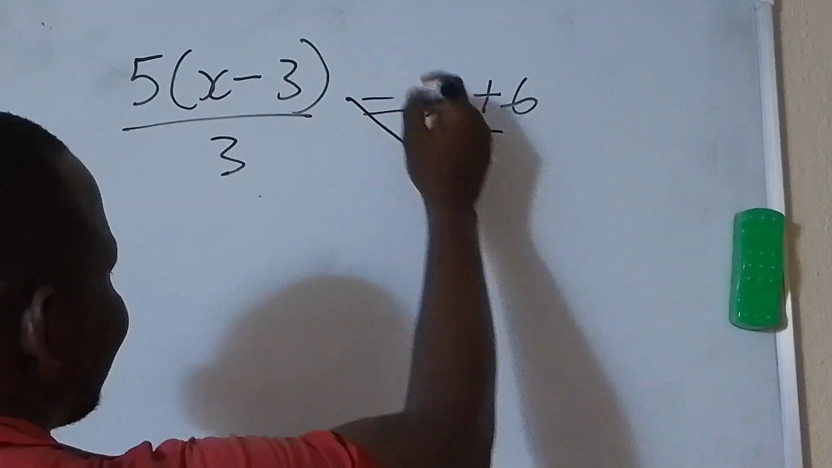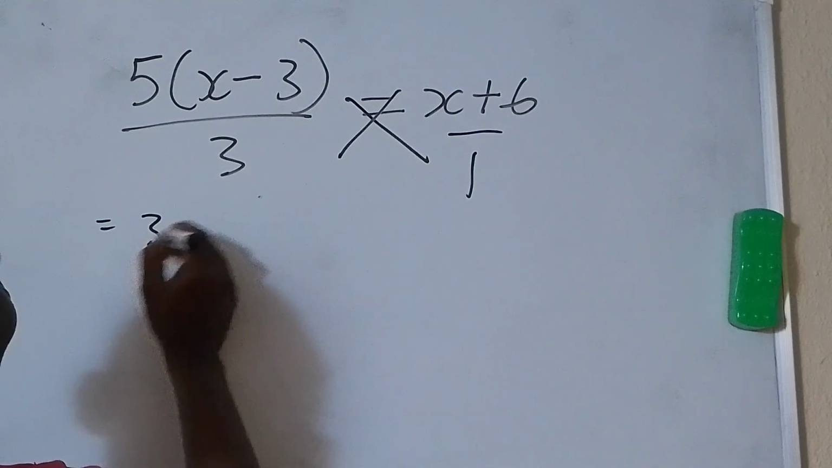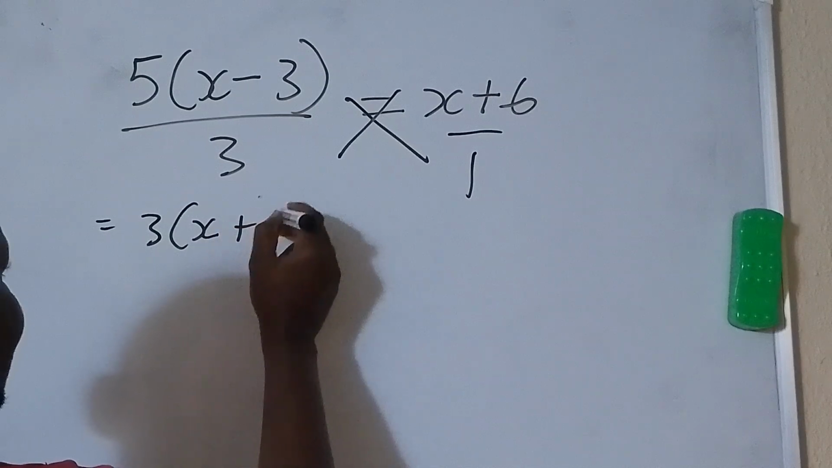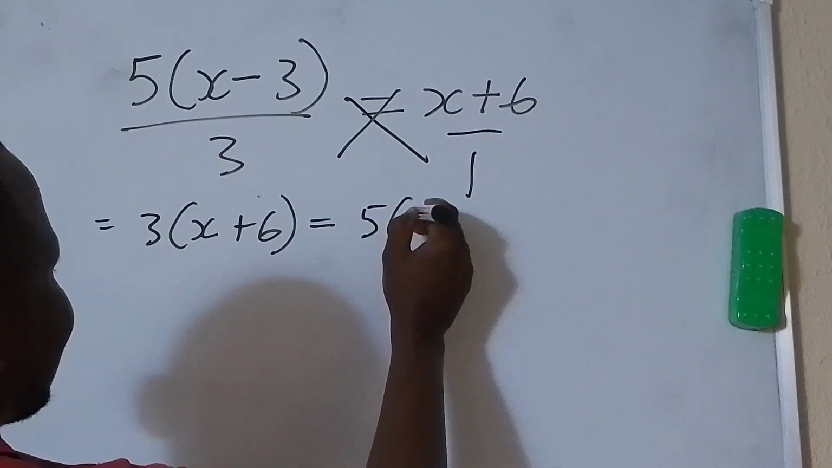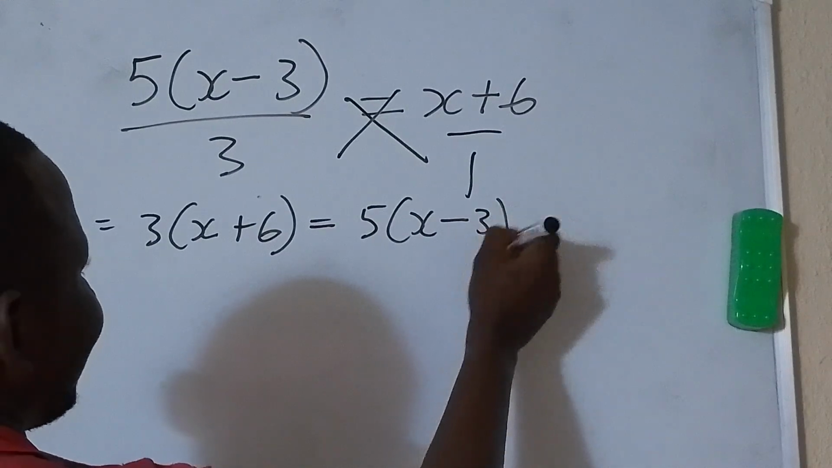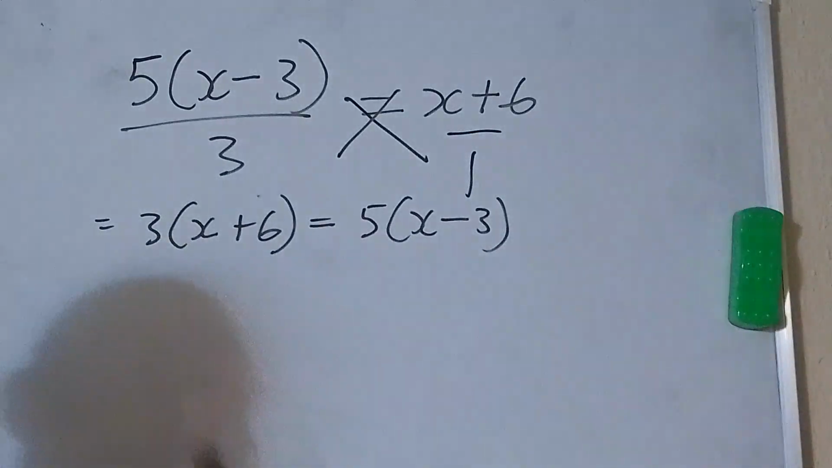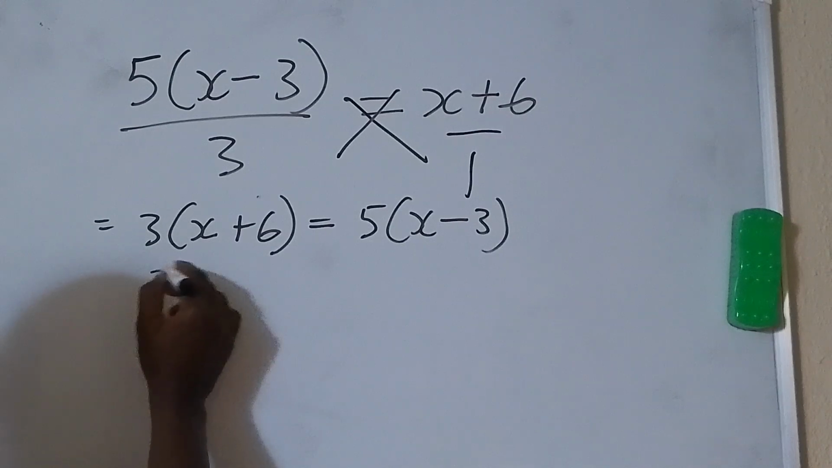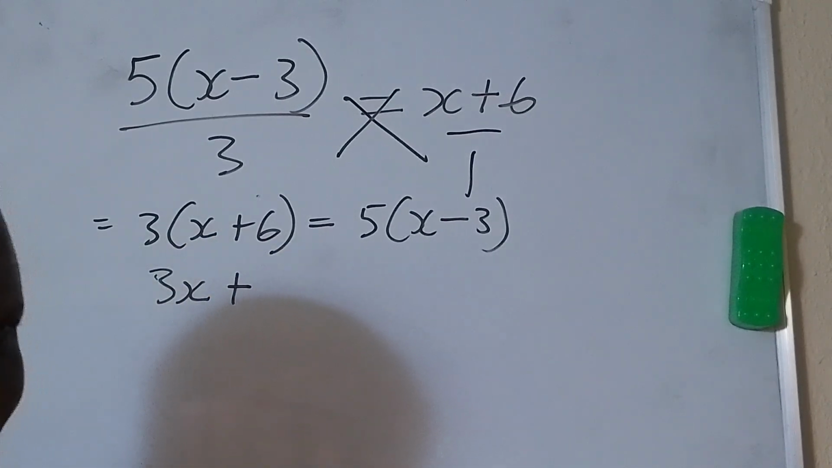You cross multiply. So you have 3(x + 6) is equal to 5(x - 3) times 1, which is still the same thing. So that's how I solve this problem. Now, 3 times x will give you what? 3x plus 3 times 6.